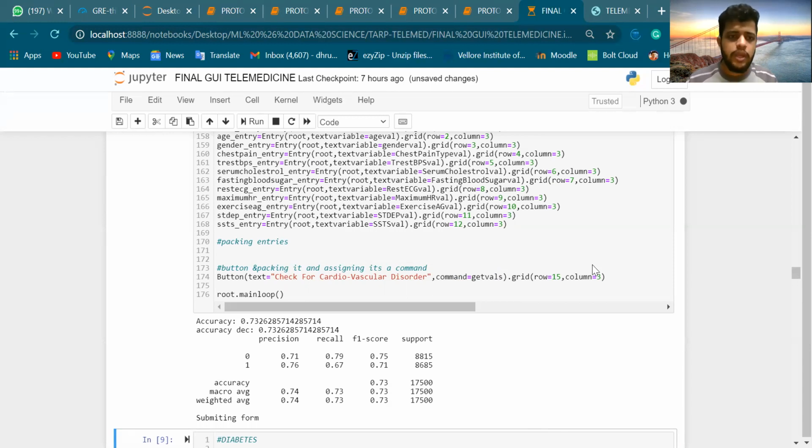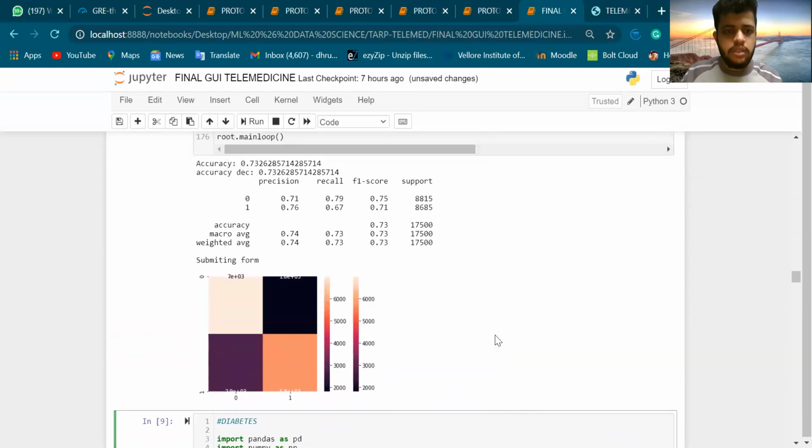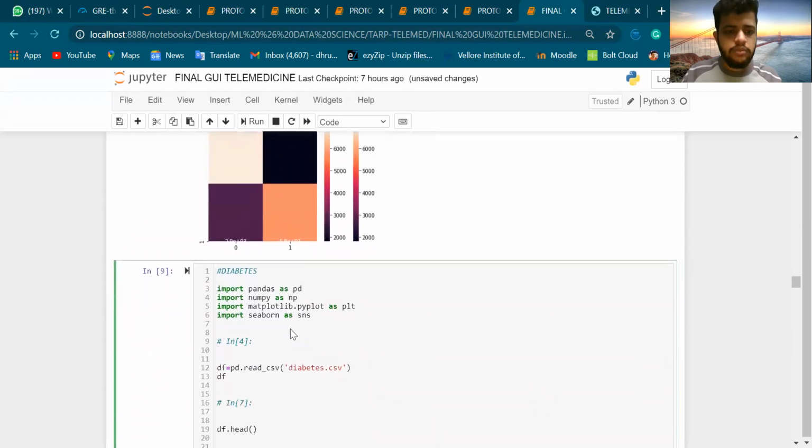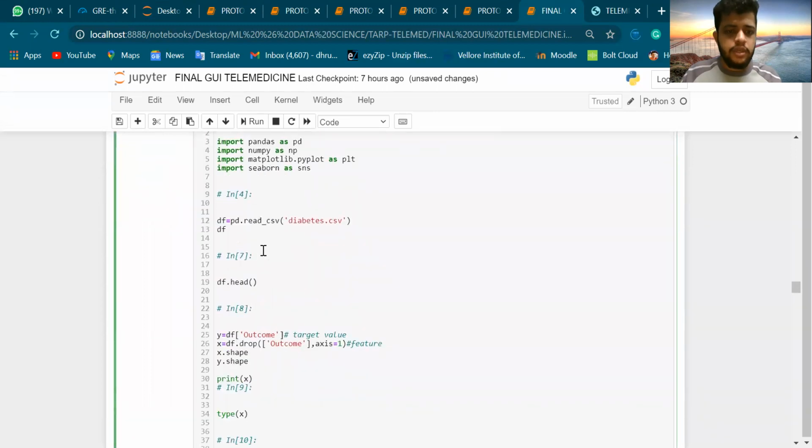So this is how we came to a point that, after showing them the visual effects of the machine learning algorithm and giving them real life outcomes, and this is the accuracy of the models. Going ahead with the diabetic model.